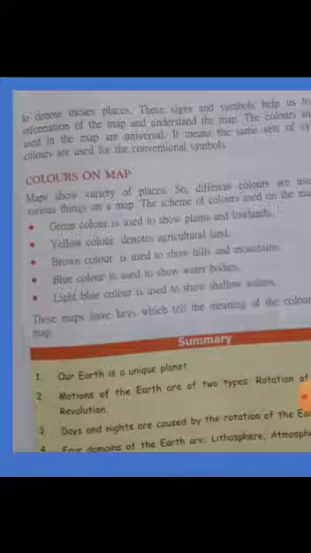Then types and elements of map. 2 types of maps: the physical map and political map. Then elements of map: scale of a map, signs and symbols of a map, colors on the map. Okay, so read this chapter very well. Then only short answers you have to learn. Short answers and fill in the blanks you have to learn from this lesson. In this chapter you can avoid the long answers. So now I am explaining the fill in the blanks and short answers.